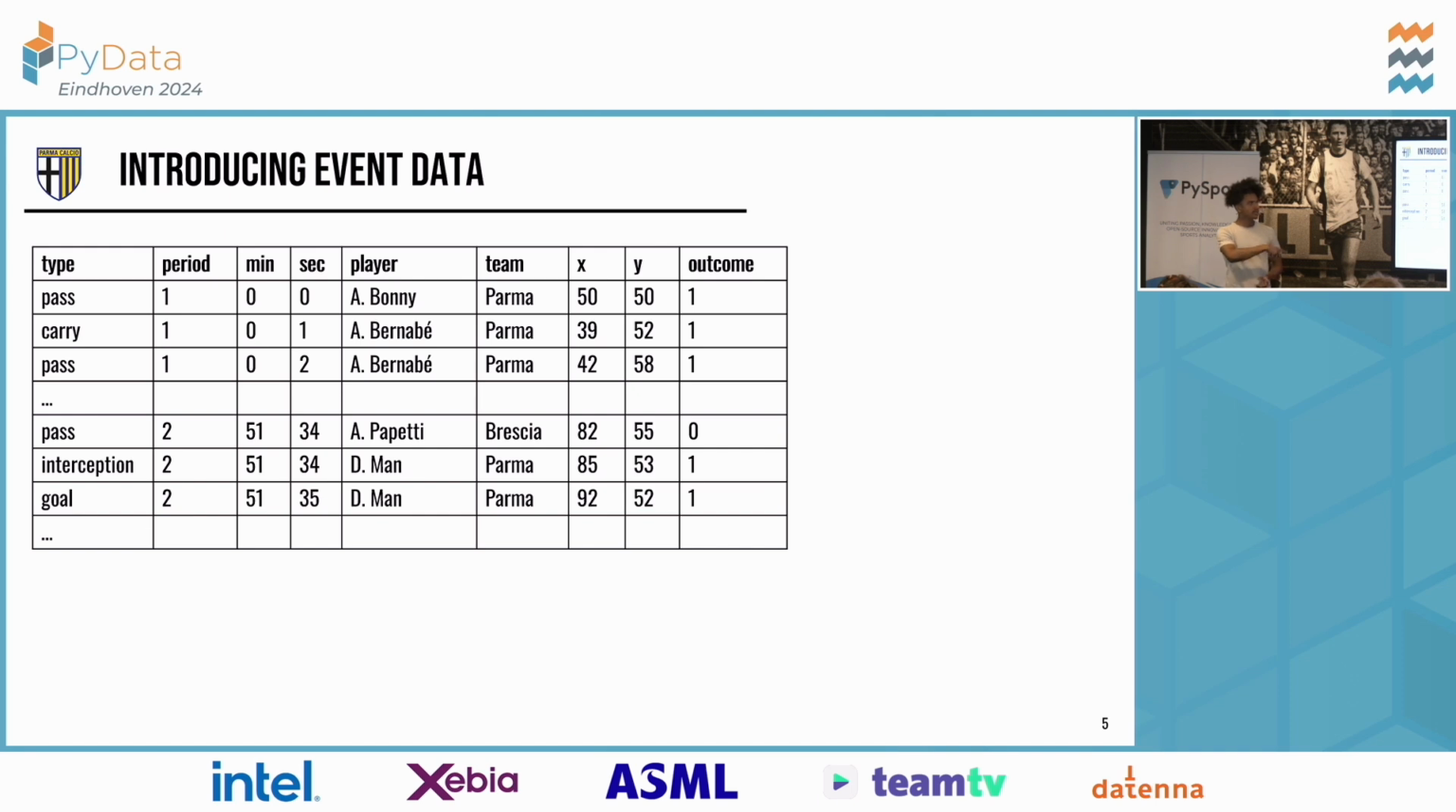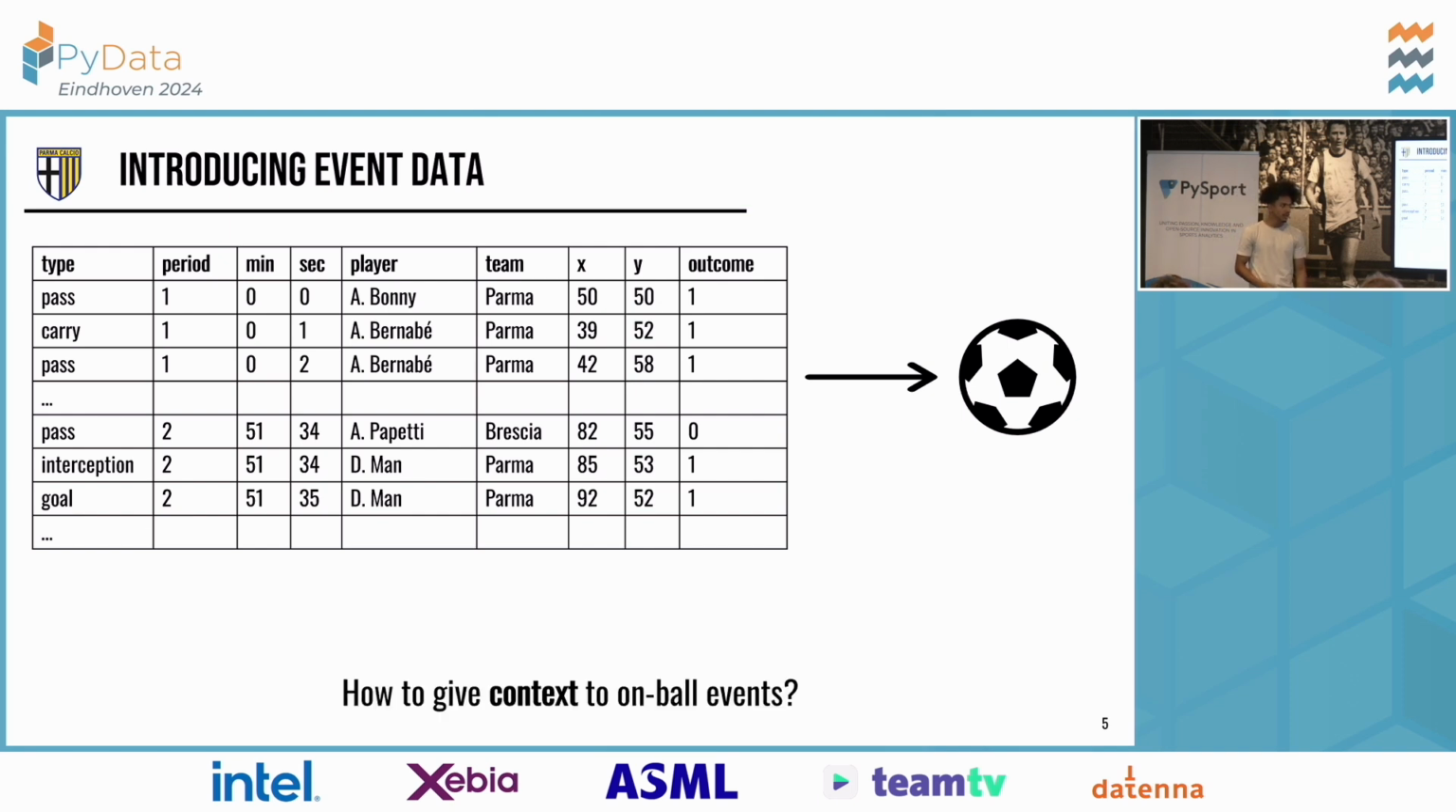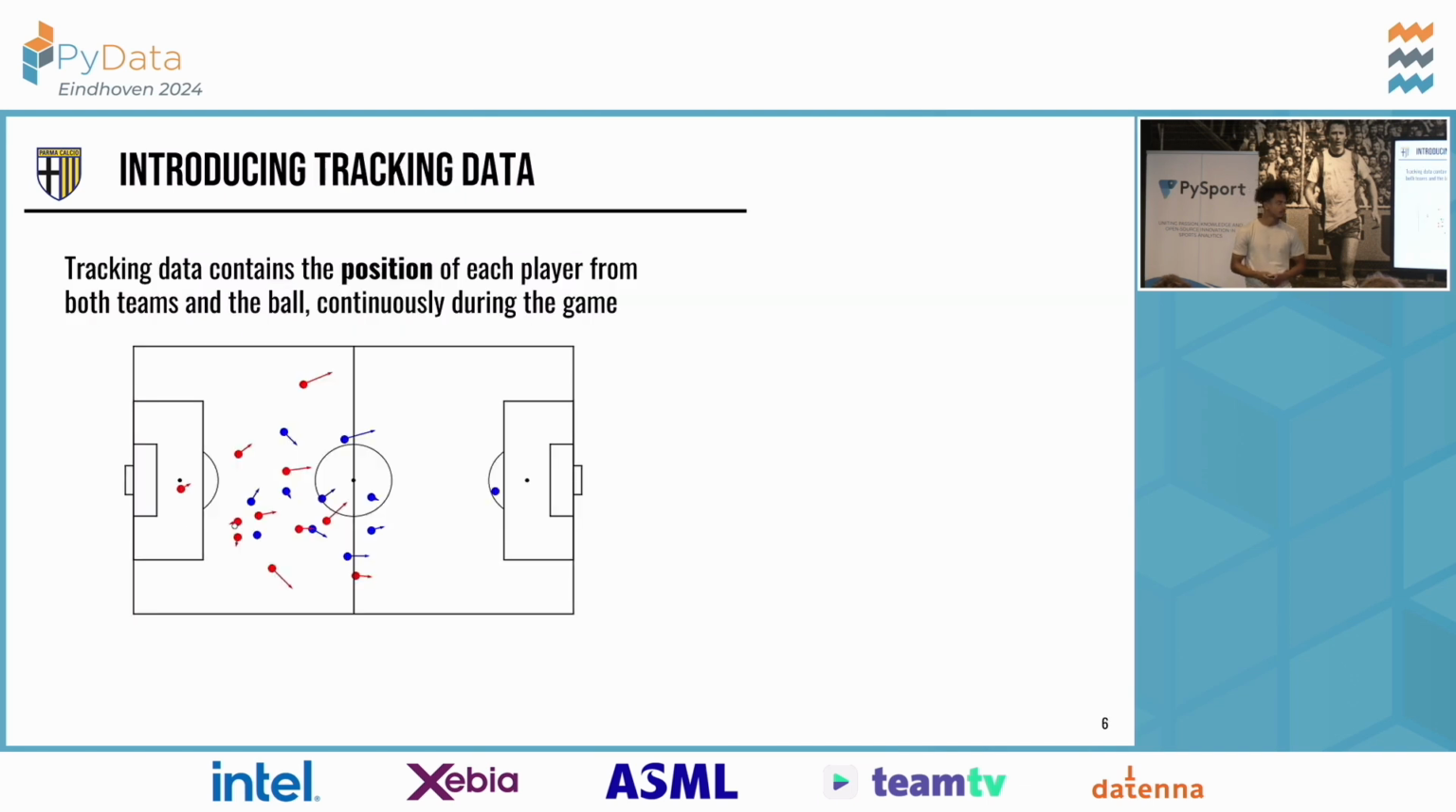As you can see, all these events are related to what happens around the ball. But as you may know, football is not only about what happens around the ball. Context is very important in football. And so the question is, how do we add context to these events? Context can be provided by analyzing off-ball movements, and that's where tracking data comes into play.